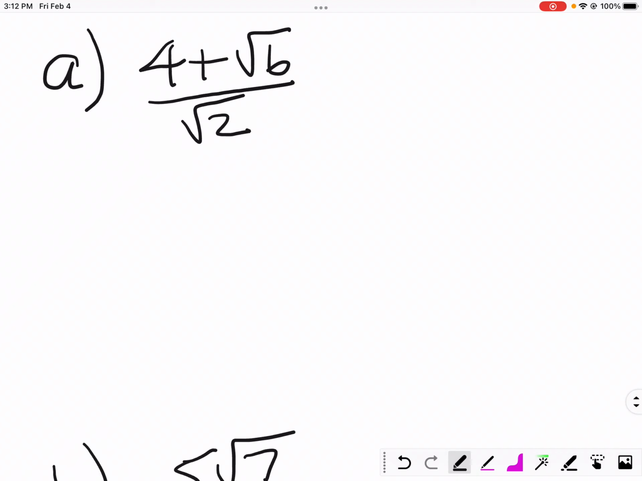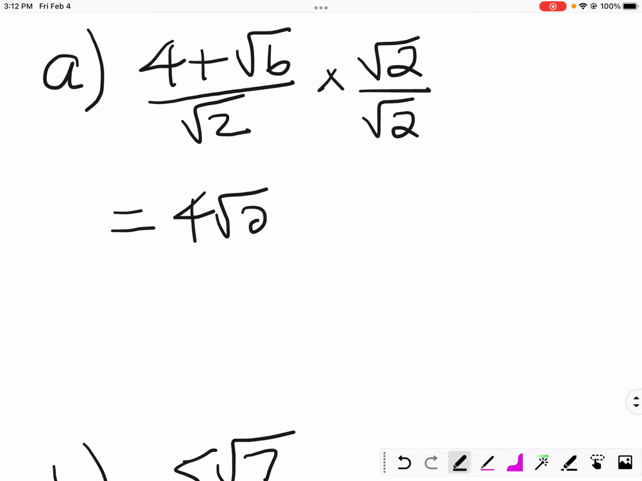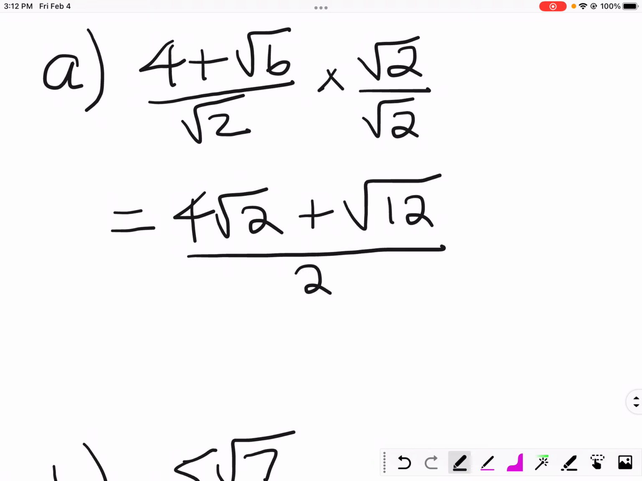The start of this first one isn't difficult. It is, as you might expect, multiplying the top and the bottom by root 2, which will convert the denominator into a whole number. Multiplying the top by root 2, we get 4 root 2, that's not so bad, plus, I'm going to write down root 12, I guess, and the bottom is 2.